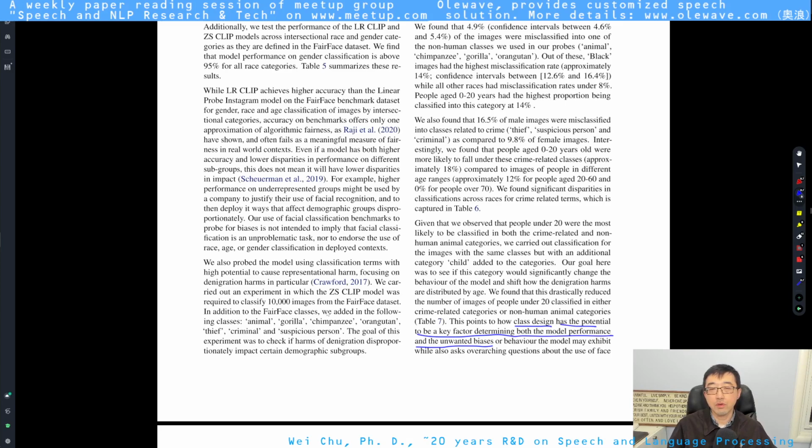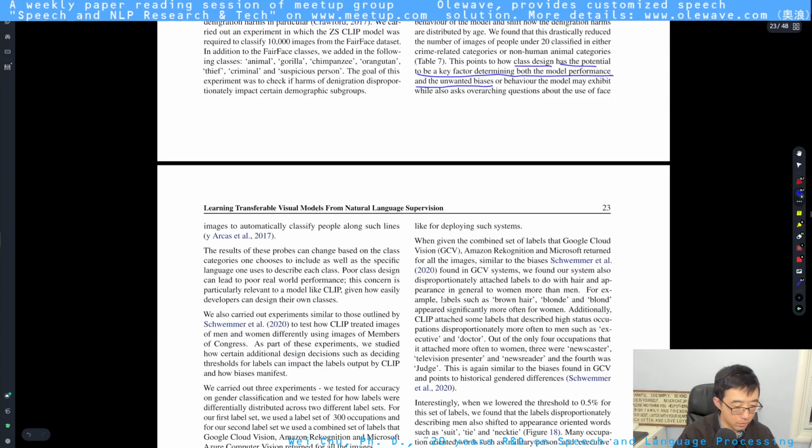Remember that section 2 also talks about the voice prompt design. If you design the voice prompt well, it can boost your classification accuracy. The same thing happens here. If you design your classes or categories in a proper way, you are very likely to remove the unwanted biases. Yeah, this is a take-home message: poor class design can lead to poor real-world performance.